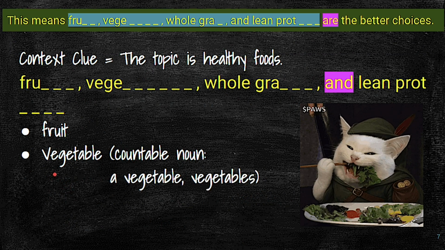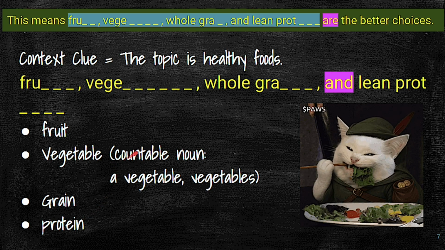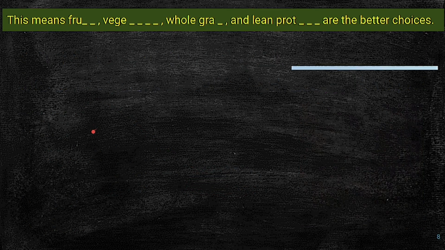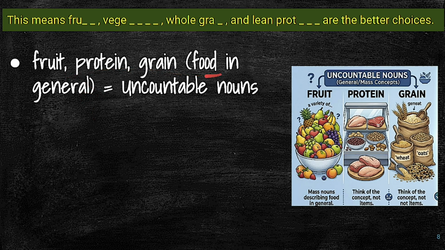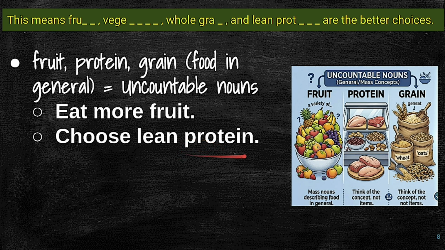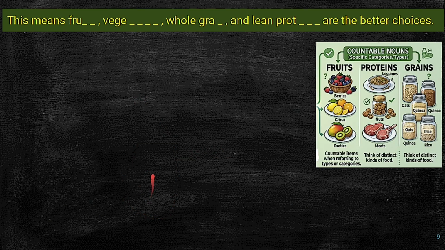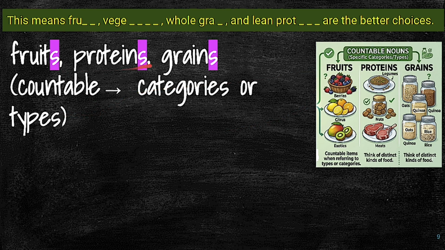Now let's look more closely at their forms. First, vegetable is always a countable noun, so we need either a vegetable or vegetables. Because we are talking about vegetables in general, we need the plural form. Next, let's examine fruit, grain, and protein. These words can sometimes be used as uncountable or mass nouns when referring to food in general. For example, eat more fruit, choose lean protein. Whole grain is healthier than refined grain. However, they can also be used as plural count nouns when referring to categories or different kinds of foods: fruits, vegetables, whole grains, lean proteins. In this sentence, the words are used as categories in a list, so we need the plural forms.